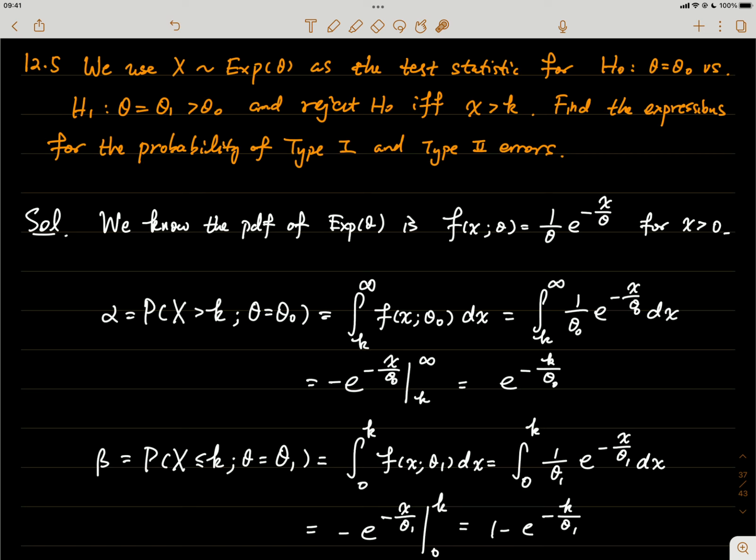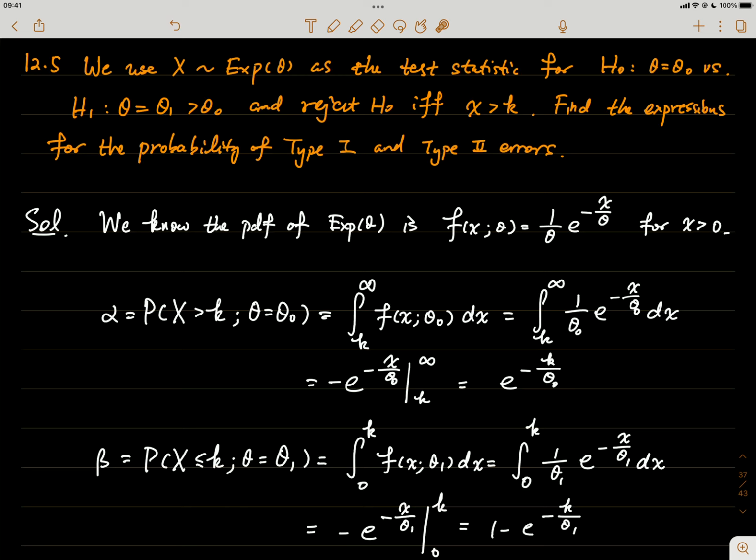Remember that these are two simple hypotheses. We're going to reject H0 when X is larger than some k. The question is to find the expressions for the probability of the type 1 and type 2 errors. So this is the test statistic: X follows the exponential distribution with theta as a parameter, and X greater than k is the critical region.